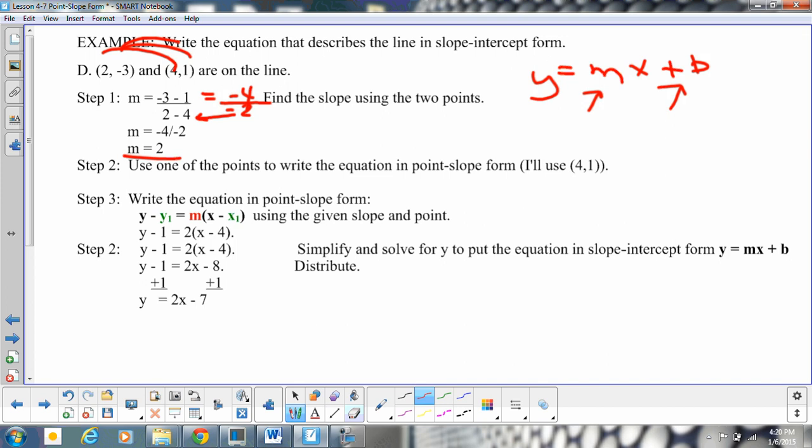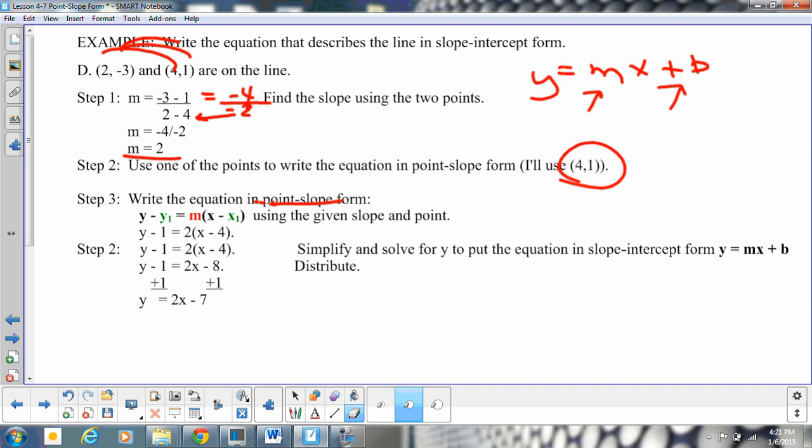Well, if we have the slope and a point, we can use the point-slope form. It's called the point-slope form because it gives us a point and the slope. So we're going to put our 2 in for our slope. And we're going to put in the point. It doesn't matter which point you use. I will use this one because it's positive. So for my y, I'll put in a 1. For my x, I'll put in a 4.